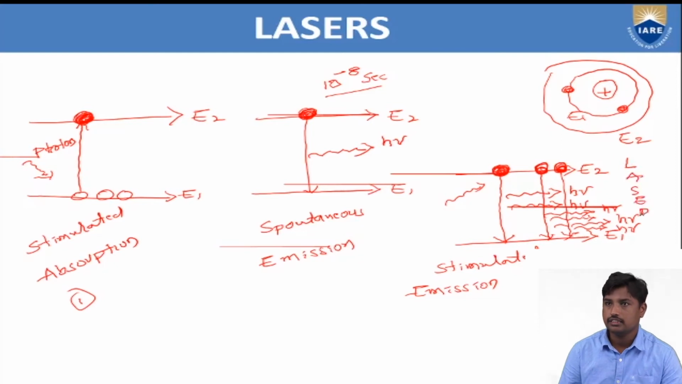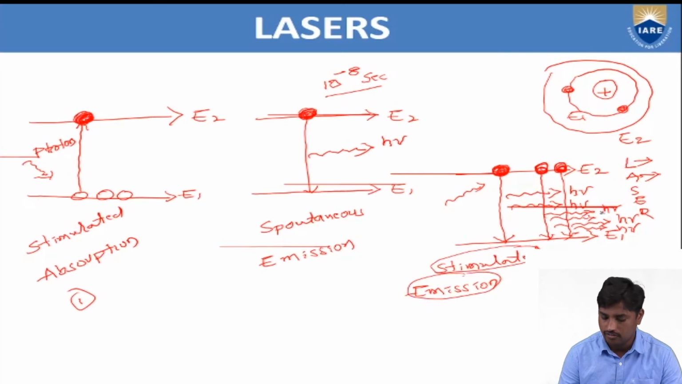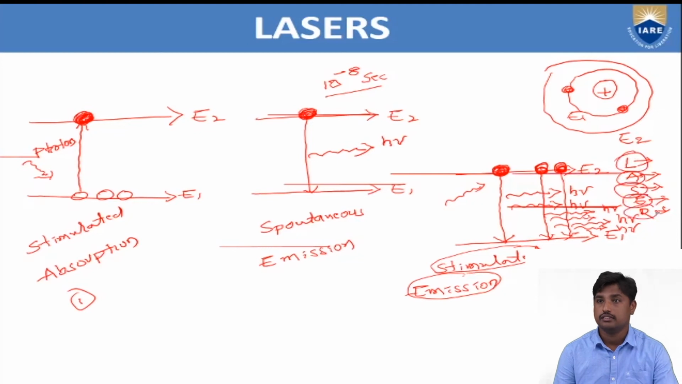This is called radiation. This emitted radiation is called light. Here light is amplified. What is the process here? Stimulated emission of radiation. That's why we call it a laser. L-A-S-E-R, laser. L stands for light, A stands for amplification. Here the photon is amplified, in terms of light. What is the process here? Stimulated emission of radiation. That's why we take all the first letters and call it laser.